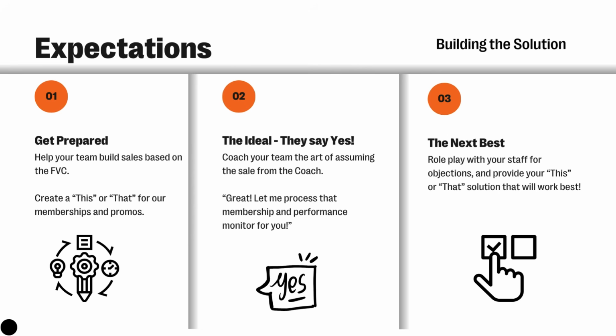Of course, our next best scenario is when an objection comes. That's when the this or that sales architecture and solution really comes into play. The expectation, though, is that your team starts working on the sales architecture. They start building the potential this or that's for whatever objections may come while that member is in class.